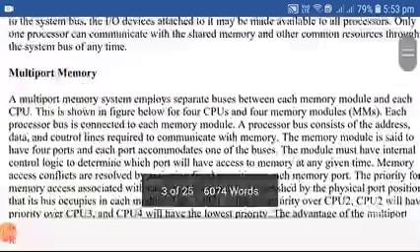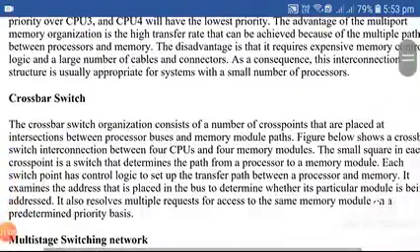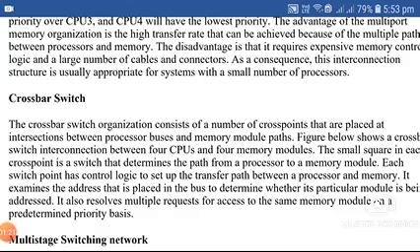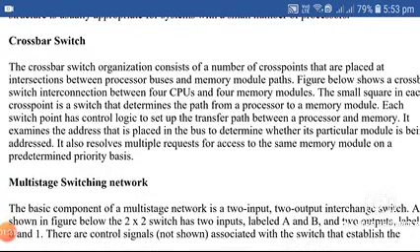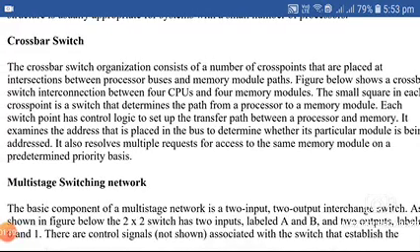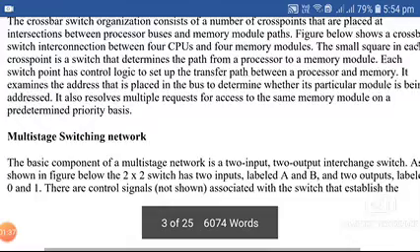Next, we are going for the crossbar switch. The crossbar switch organization consists of a number of cross points that are placed at interconnections between processor buses and memory module paths. It examines the address that is placed on the bus to determine whether its particular module is being addressed. It also resolves multiple requests for access to the same memory module on a predetermined priority basis.